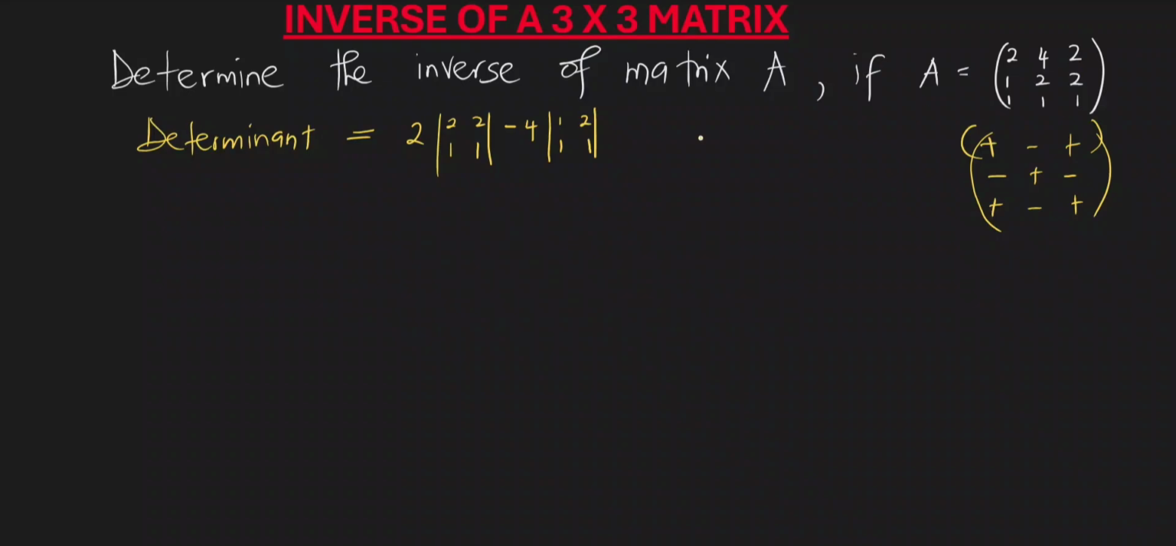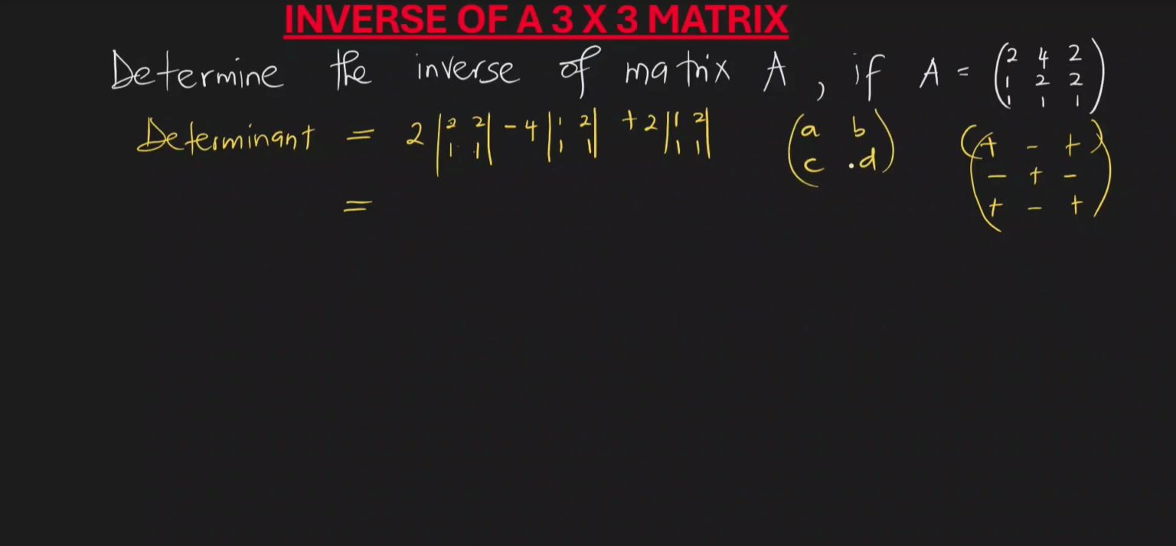Then we go to 2. 2 goes with a plus sign, so there's going to be plus 2. Then we close the row of 2 and its column. Then we'll be left with 1, 2, 1, 1. So you can see that we have formed 2 by 2 matrices. The 2 by 2 matrices are in the general form A, B, C, D.